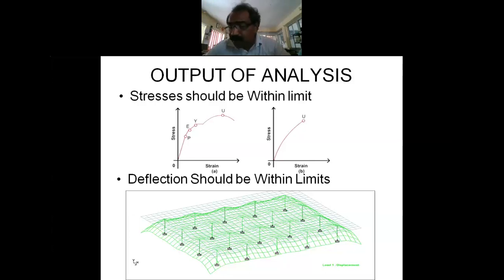The problem discussed so far is how to give the input and how the process works. The software is giving the output. How to check the output? There are two very simple tests. Stresses should be within limit. Deflection should be within limit.